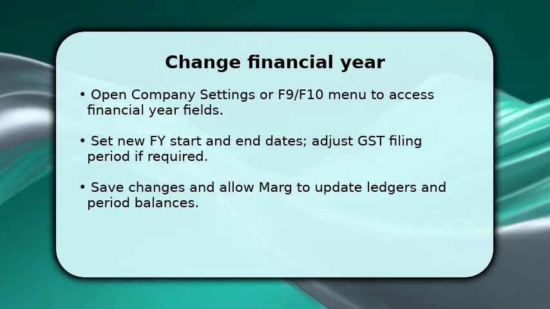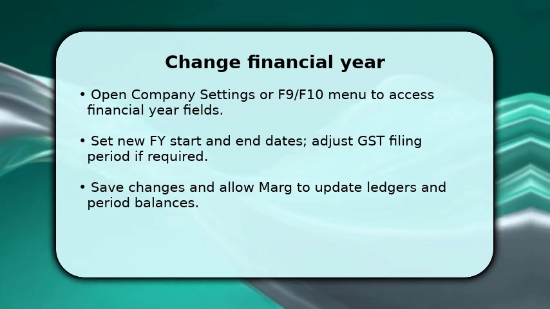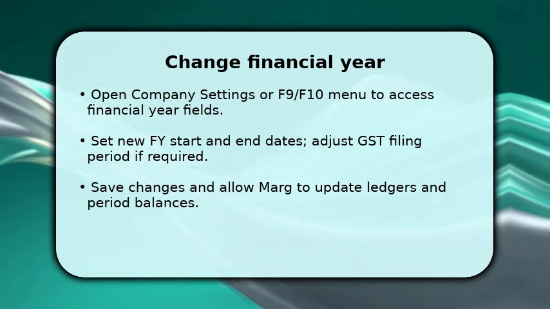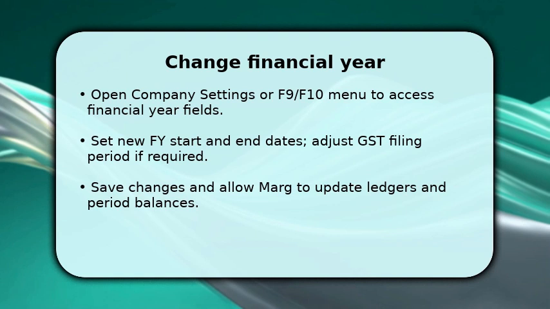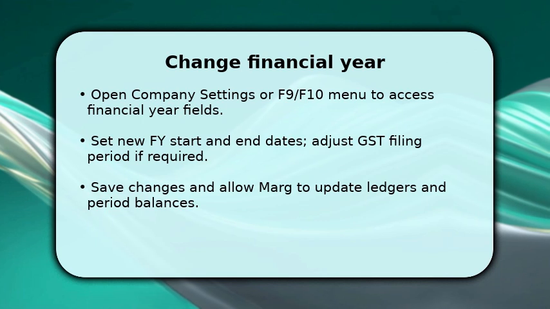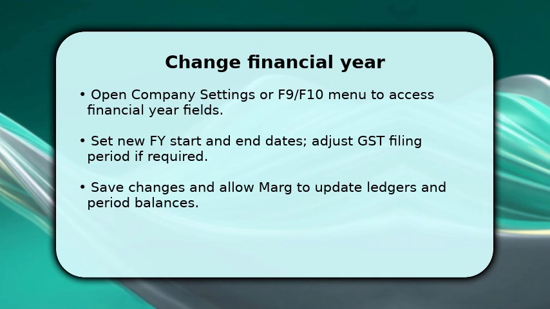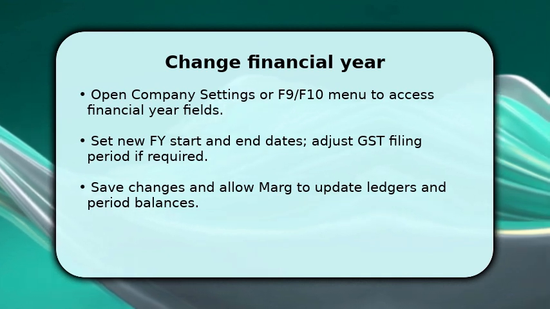Enter the new start and end dates exactly, and adjust the GST filing period if Marg links it to the FY. After entering dates, review the system prompt that summarizes affected ledgers and invoices. This explains how balances roll forward. Confirm and save. Marg will update internal period maps and may recalculate closing balances.